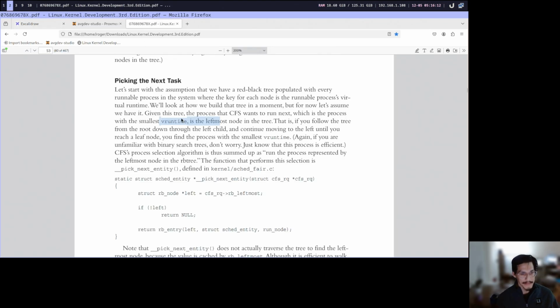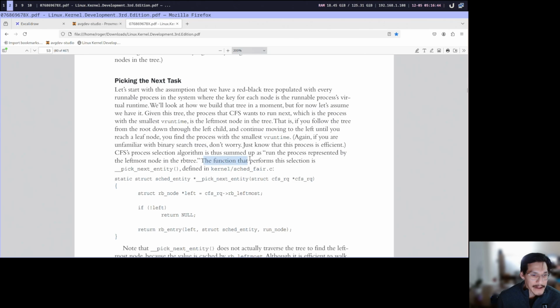Okay. That is, if you follow the tree from root down through the left child and continue moving left until you reach a leaf node, you'll find the process with the smallest v runtime. Again, if you're unfamiliar with binary search trees, don't worry. Just know that this process is efficient. Hey, I actually think this is clever. CFS's process selection algorithm is thus summed up as: run the process represented by the leftmost node in the red-black tree. Okay, in this case, what we assumed was a regular binary search tree.